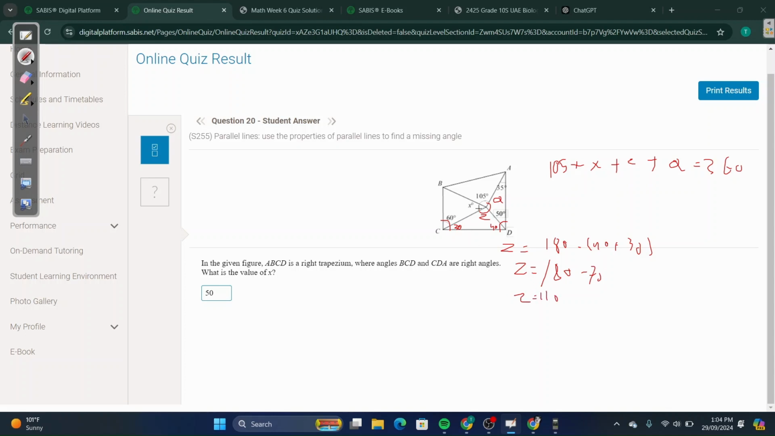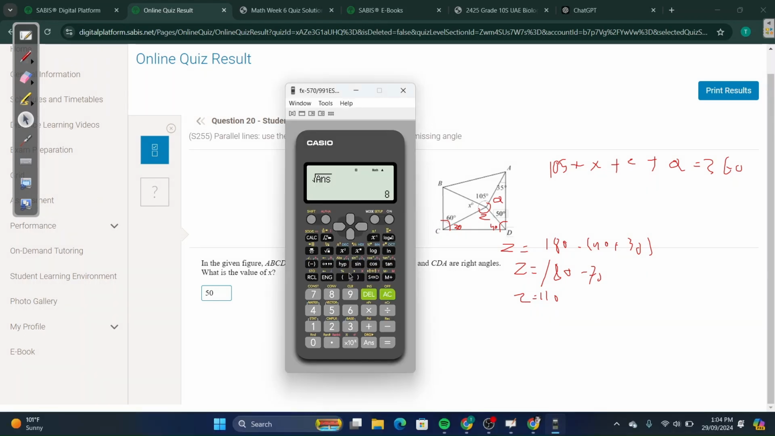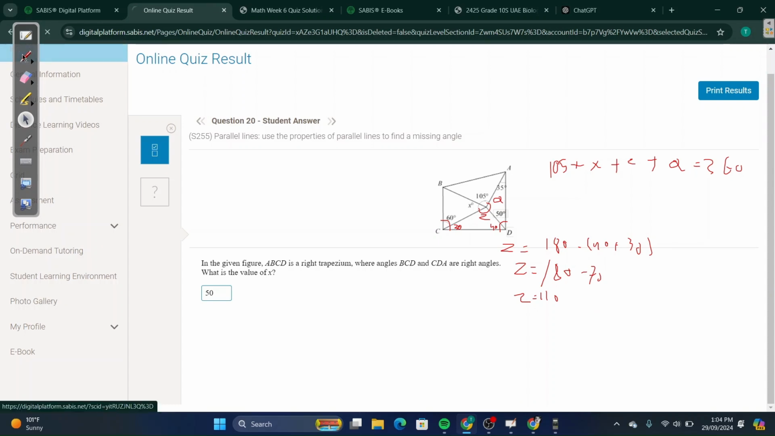So now you find A. A is 180 minus 35 plus 50. I'm not going to write it again, so I'm just going to do it on a calculator. So 180 minus, again in brackets, 35 plus 50. 95. A is 95.